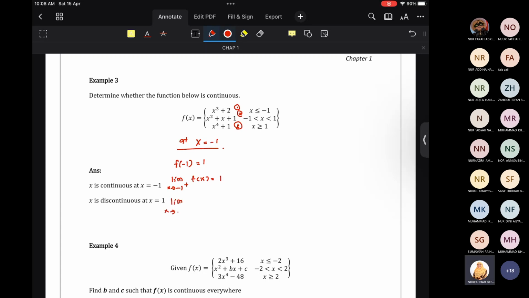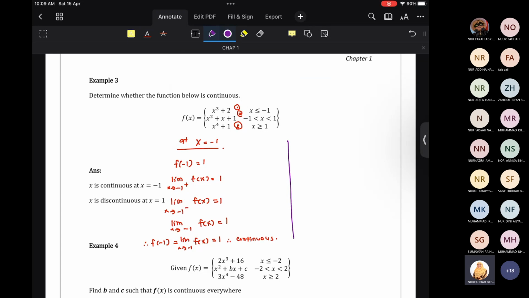Limit x approaches -1 from the left, you take the first function, so you also get 1. Since the answer is the same here, the limit as x approaches -1 of f(x) is 1. Then at the end you make your conclusion. Since f(-1) is equal to the limit as x approaches -1 of f(x), which is 1, it is continuous. Okay, so this is the working.